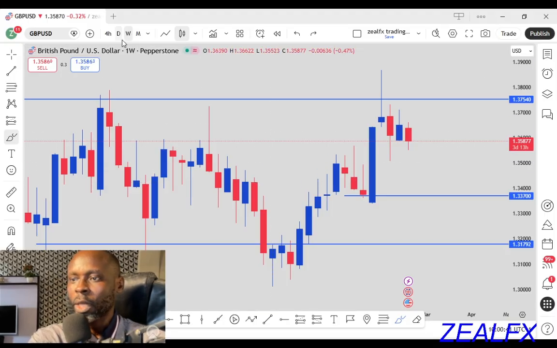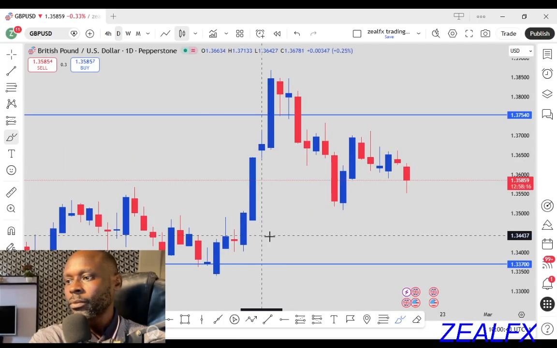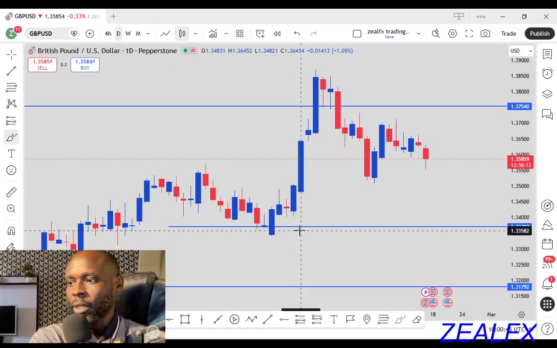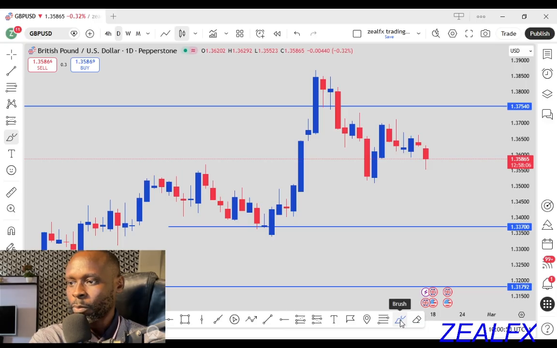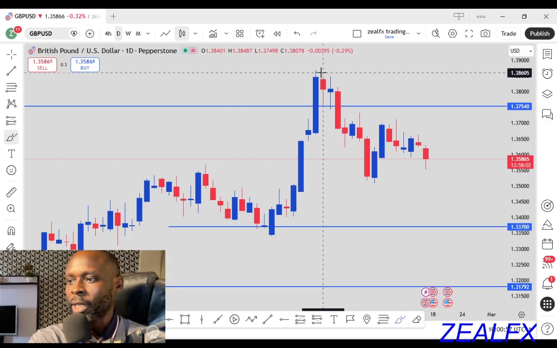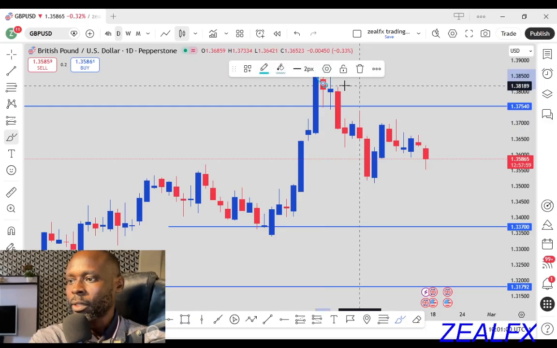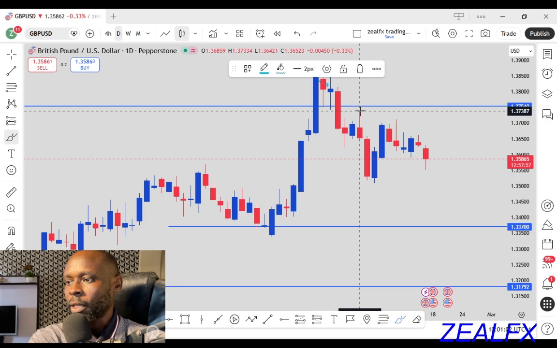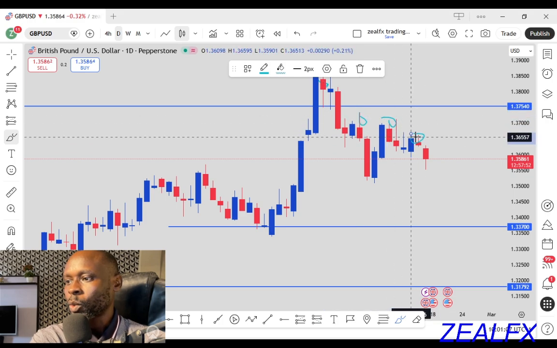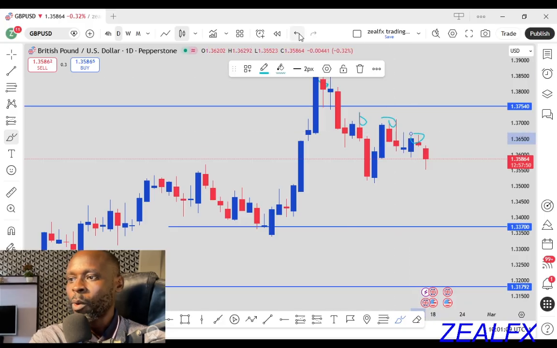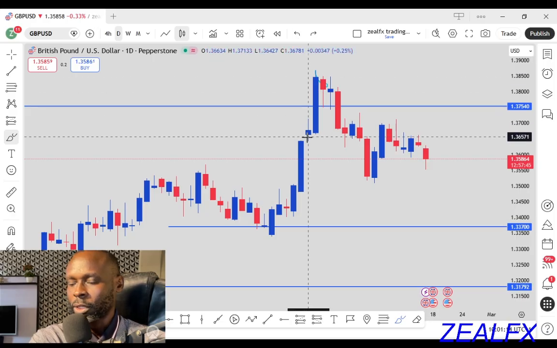Let's go back to our daily chart. On our daily chart now, you can see we have this structure which draws my attention to this selling opportunity on the daily time frame, which is we have this higher high and a lower high, and a lower high, then a lower high. So this draws my attention to this bearish opportunity on the GBPUSD.